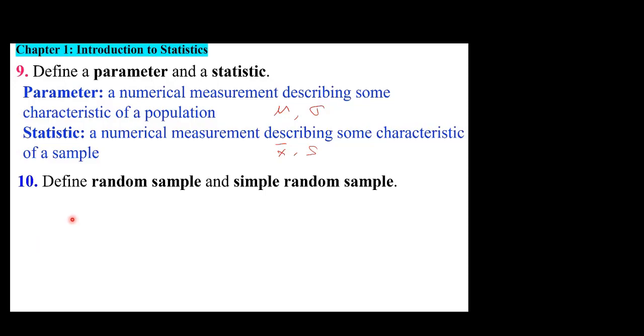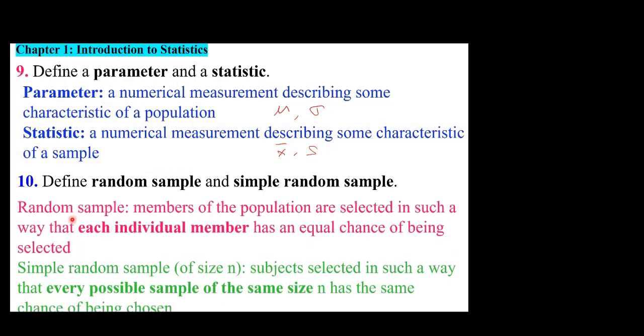Define a random sample and simple random sample. Random sample: members of the population are selected in such a way that each individual member has an equal chance of being selected. Simple random sample, or SRS, we call it: subjects selected in such a way that every possible sample of the same size n has the same chance of being chosen. In other words, in the case of a random sample, every subject has the same chance.